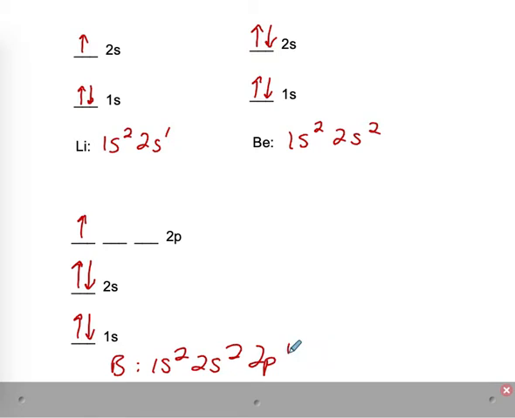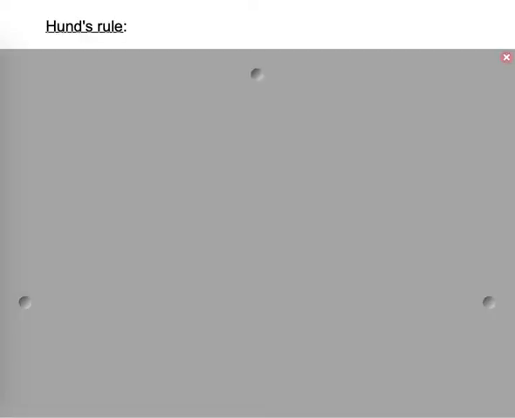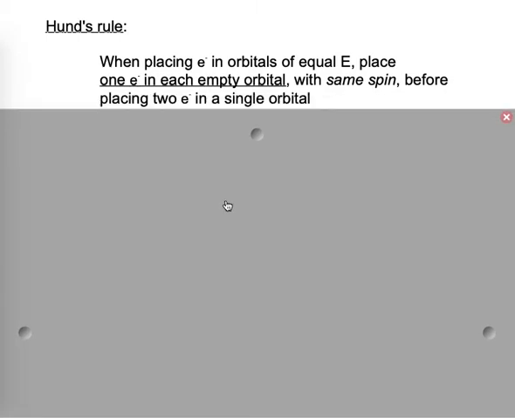Carbon has 6 electrons, and the question is, where does that 6th electron go in the 2p sublevel? Do I pair it up in the 2p orbital that already has 1 electron, or do I put it in an empty orbital? That's where Hund's rule comes in. Hund's rule says, when placing electrons in orbitals of equal energy, place 1 electron in each empty orbital with the same spin before placing 2 electrons in a single orbital. A simpler way of stating Hund's rule is simply maximize the number of unpaired electrons. An unpaired electron being an electron that is in an orbital by itself.